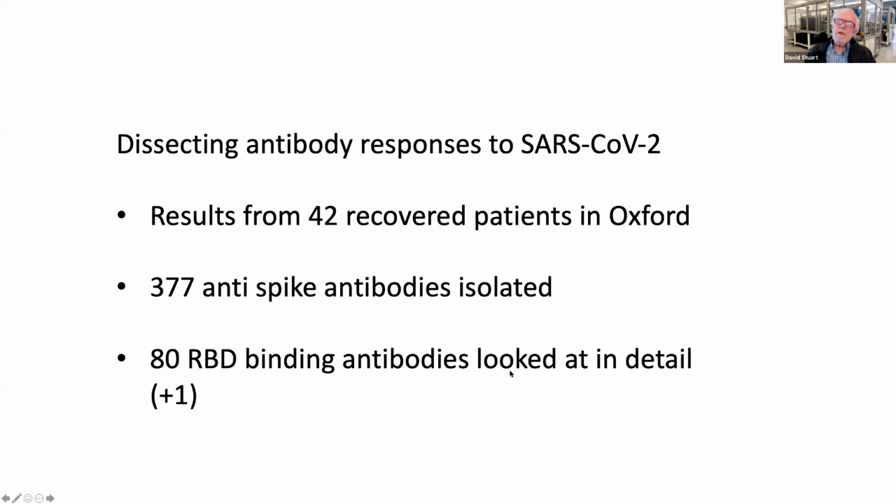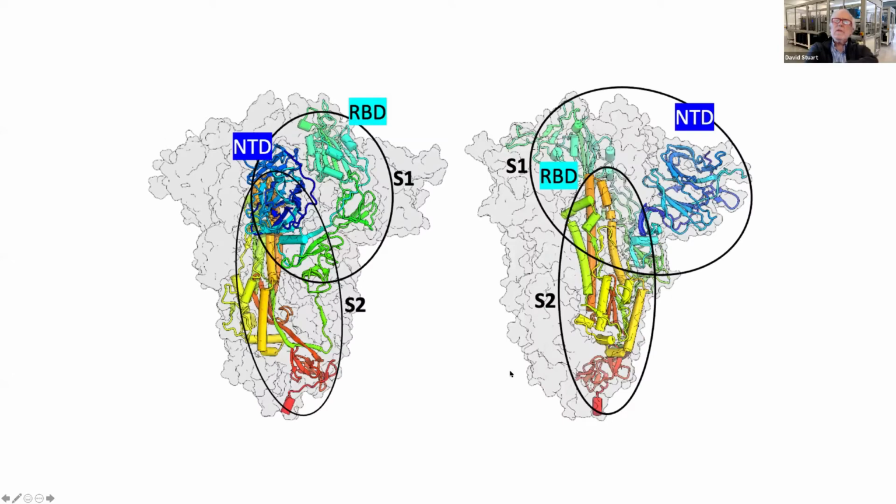Just to set the scene, I hope most of you will have some awareness of the spike now. The bottom of the picture is where this is attached to the virus. It's a trimeric protein, and this is the pre-fusion conformation, which is the conformation that you want to target with antibodies to neutralize the virus. The two domains of particular interest are the N-terminal domain, which sticks out on the side of the trimer, and the receptor binding domain, which is on the top.